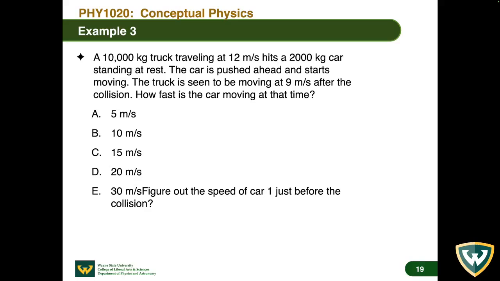So let's also assume that the truck is seen to be moving at 9 meters per second right after the collision. So the truck went from 12 meters per second to 9 meters per second. So hitting the car was not sufficient to stop the truck, right? The truck was going quite fast, hits the car, and even after the collision, the truck doesn't stop. It only slows down to 9 meters per second.